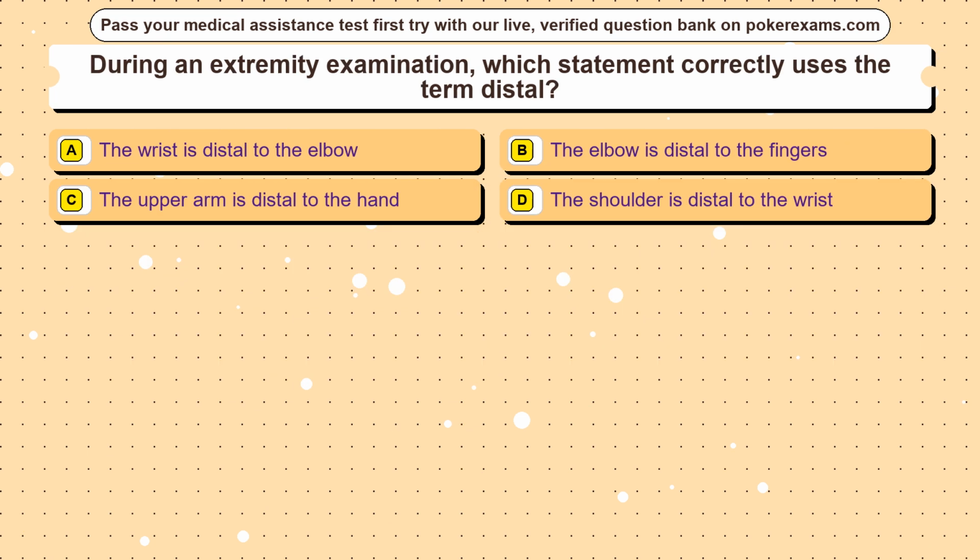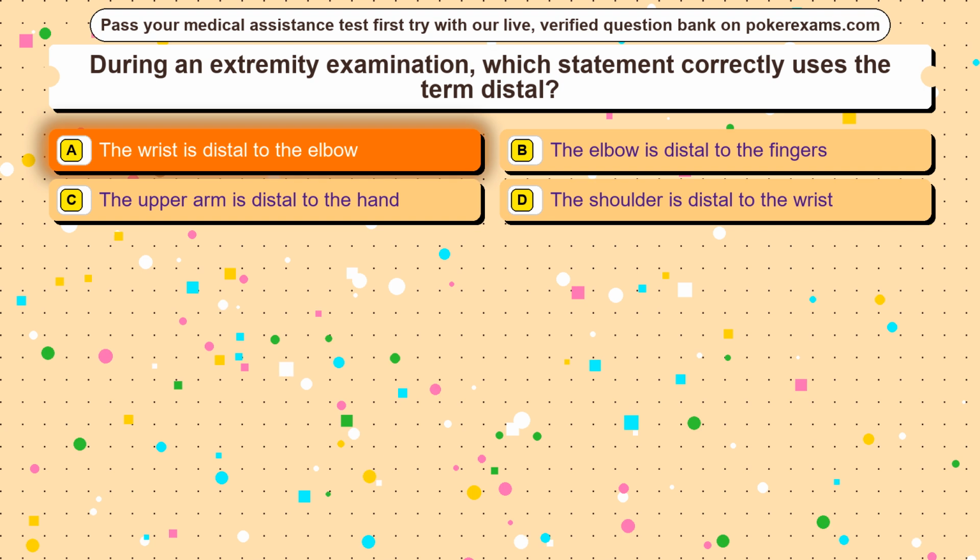Question 90. During an extremity examination, which statement correctly uses the term distal? Option A, the wrist is distal to the elbow. Option B, the elbow is distal to the fingers. Option C, the upper arm is distal to the hand. Option D, the shoulder is distal to the wrist.